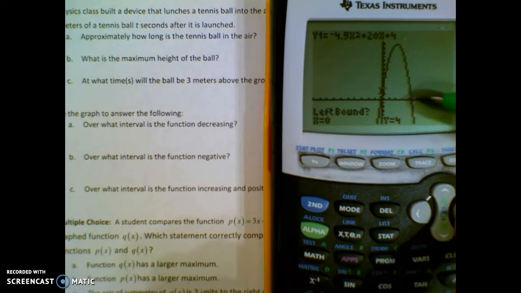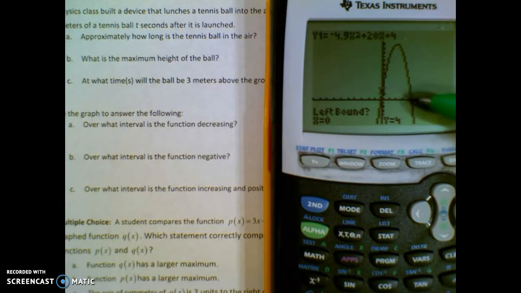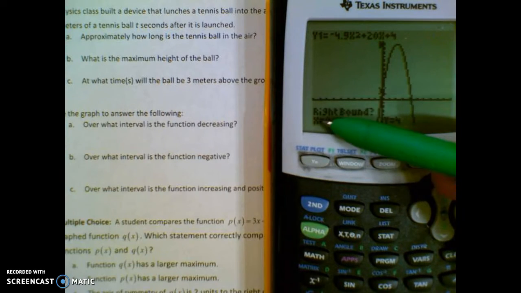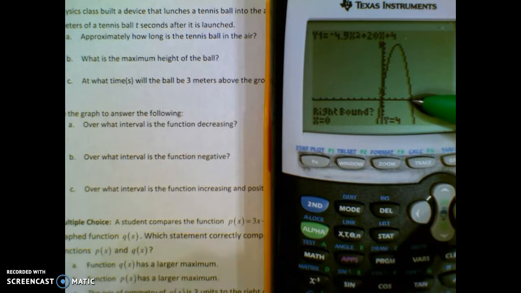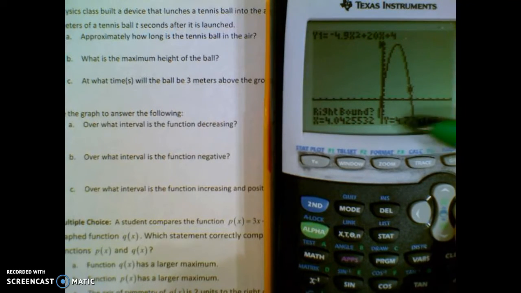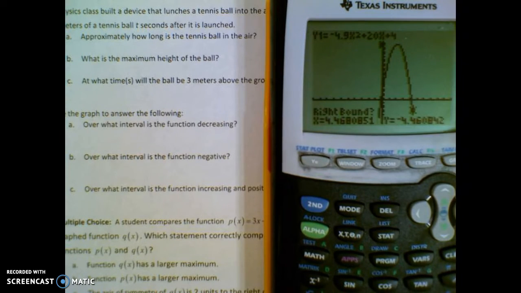Well, my cursor's here. So I can actually press enter because I'm already to the left of that answer. Boom, press enter. Now it wants the right bound answer. Well, my answer's here, so I'm going to press the right arrow key until I get to the right of that answer. Also, when I go to the right of it, it's going to have a negative y value. So now I'm at a negative y value. Also, I can very clearly see I'm to the right of it. So now I'm right bound, press enter.